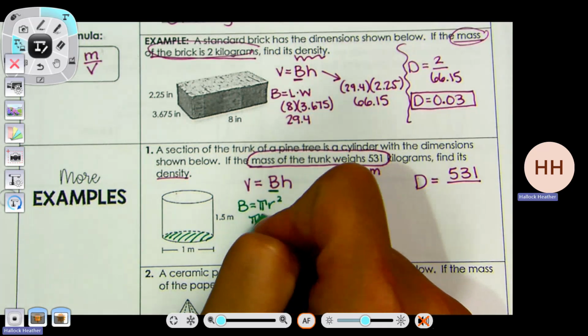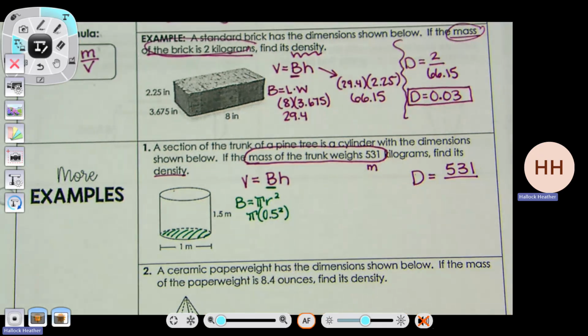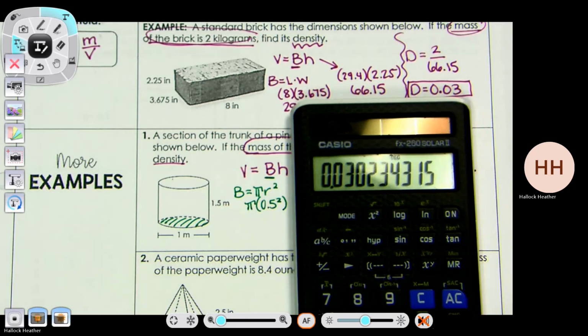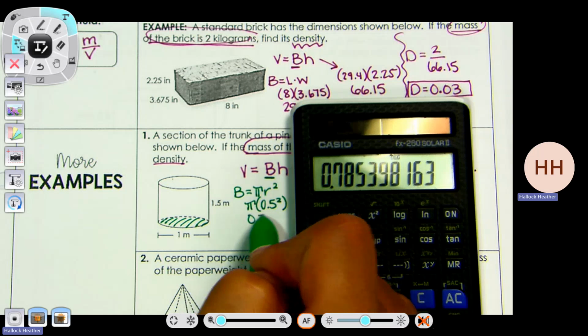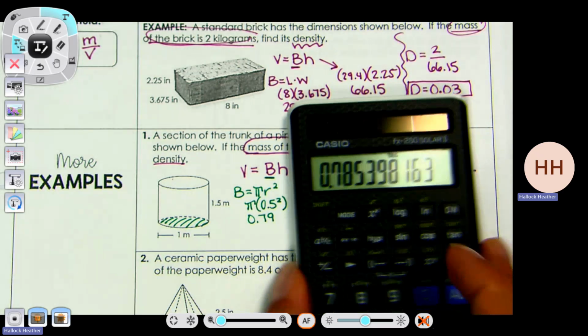I know these numbers are ugly. How should I round it? Well, you're not rounding yet because you're not done with the volume. So 0.5 squared times pi gives you this. If you want to write this down, you can, but remember, we're not clearing out the calculator. We should just leave it in the calculator. Okay, so I'm going to put 0.79 just there, but keep your calculator exactly the same.